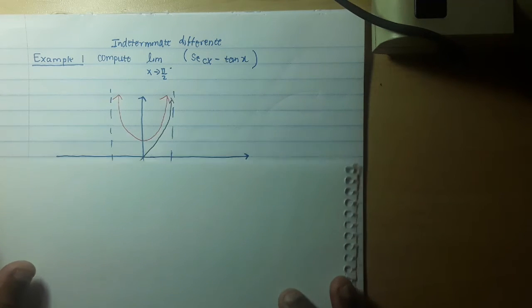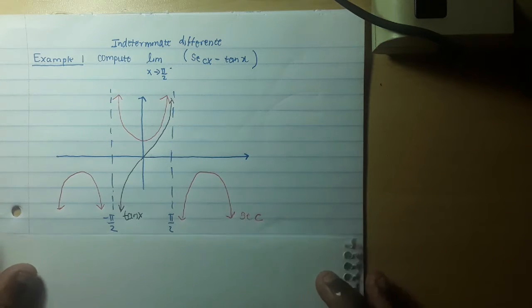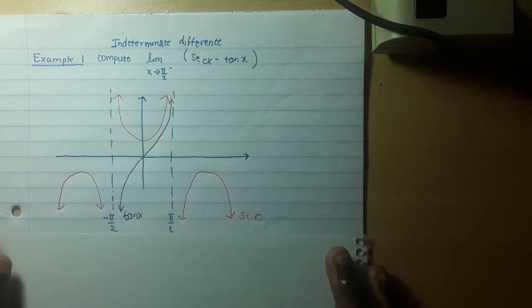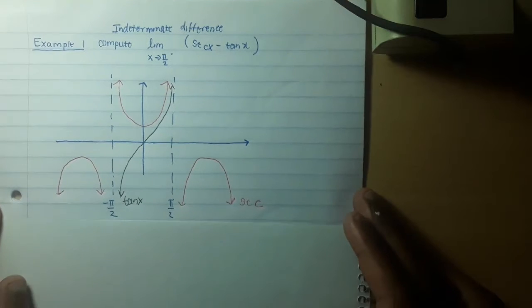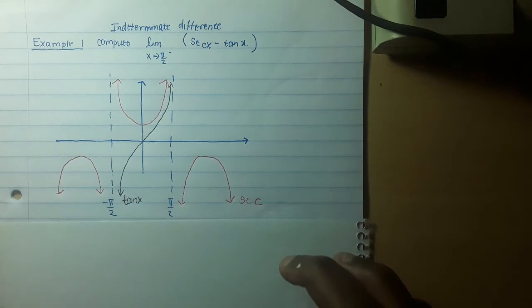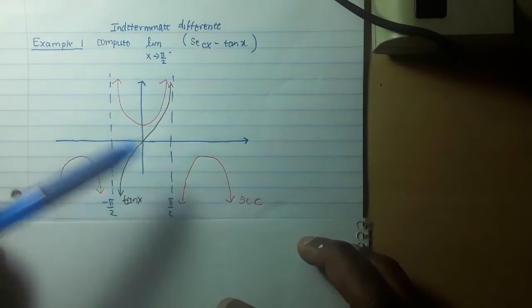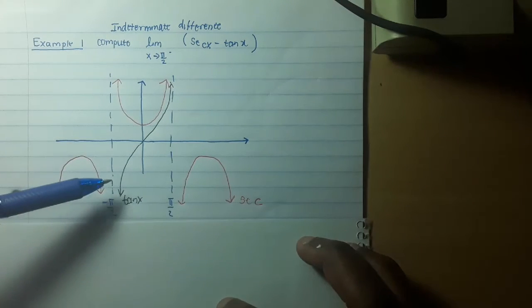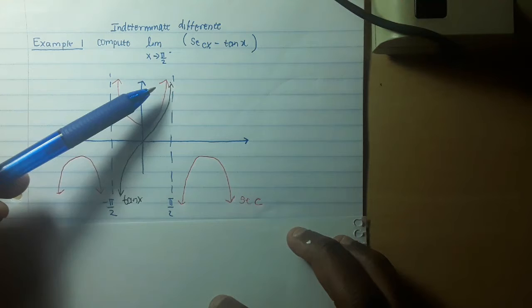So as per usual, what I like doing is to have this graph drawn, and one easy way of having them drawn is to use an online software, a free software of graphing. So what happens here is that the red graph is the graph of sec x, and this one is the graph of tan x.